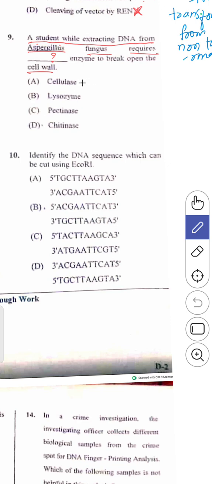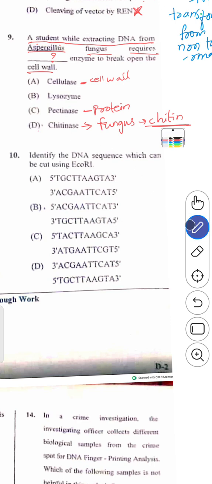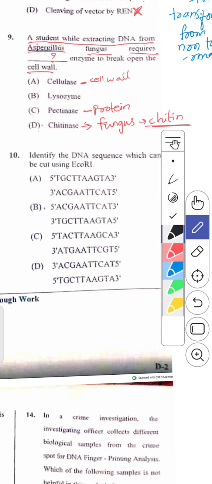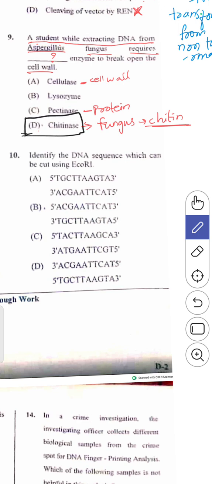So here the cell wall will be degraded by cellulase, then pectinase, proteins which are present in a cell will be degraded by protease, whereas the fungal cell wall contains chitin. So this fungus cell wall is formed from chitin. So in order to remove this chitin, we require a special enzyme, that is chitinase. So this chitinase enzyme will degrade the chitin of the fungus. So D is the right answer for this question. Next question.